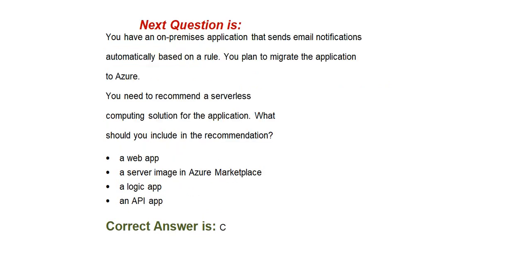Next question is, you have an on-premises application that sends email notifications automatically based on a rule. You plan to migrate the application to Azure. You need to recommend a serverless computing solution for the application. What should you include in the recommendation? Option A, a web app. Option B, a server image in Azure Marketplace. Option C, a logic app. Option D, an API app. Correct answer is option C, a logic app.